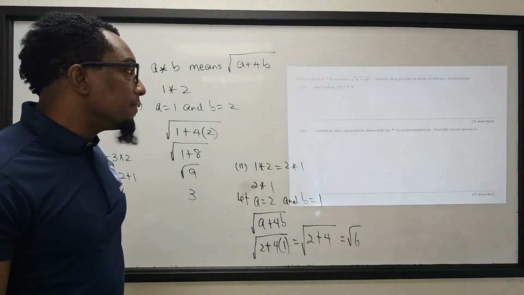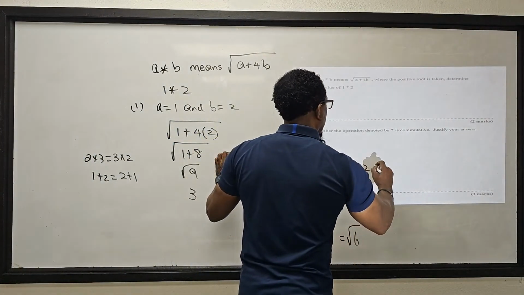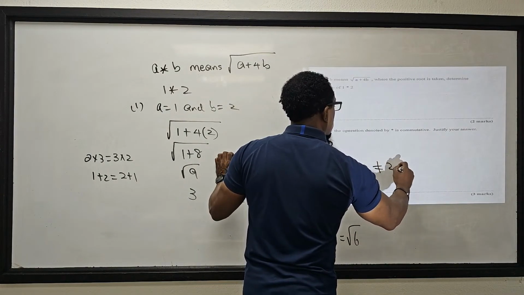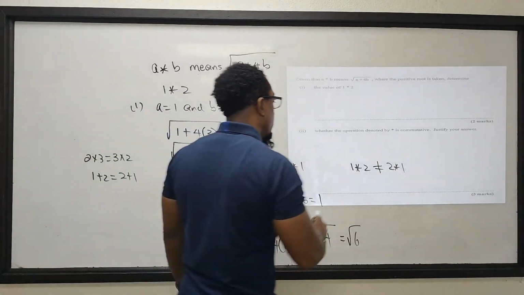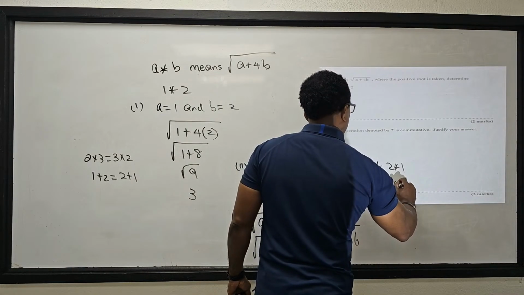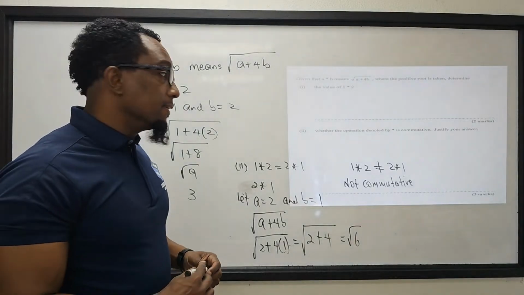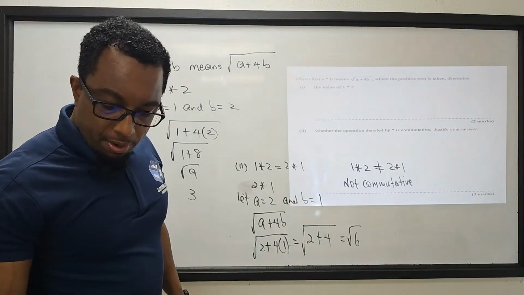So what can we say? We can say therefore 1 asterisk 2 is not equal to 2 asterisk 1. Good? So it's not commutative. So it is not commutative. Okay? So understanding our binary operation.